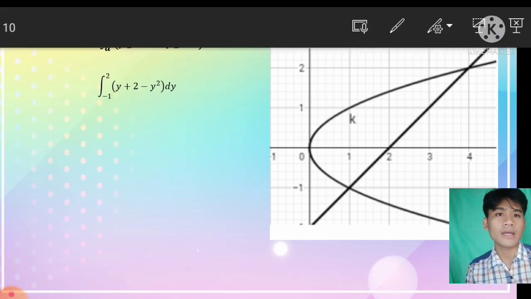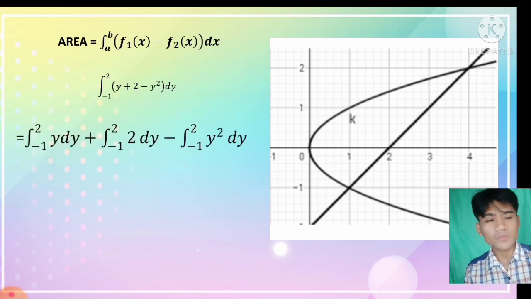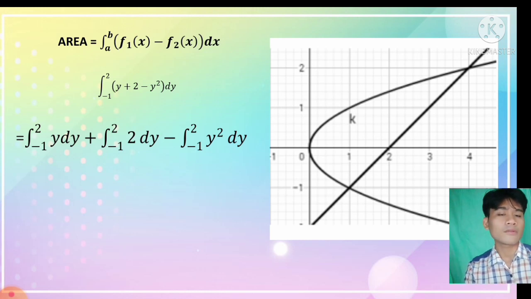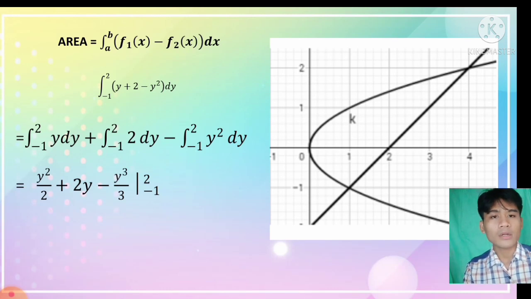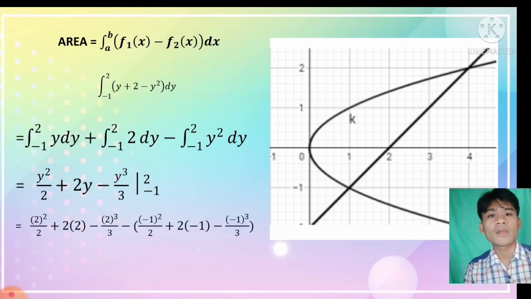And if we solve that, we follow the same process as a while ago, where we distribute the integral signs. So we came up with the integral of y dy from negative 1 to 2 plus the integral of 2 dy from negative 1 to 2 minus the integral of y squared dy from negative 1 to 2. And if we solve that, we will come up with y squared all over 2 plus 2y minus y cubed all over 3 from the limits of negative 1 to 2.